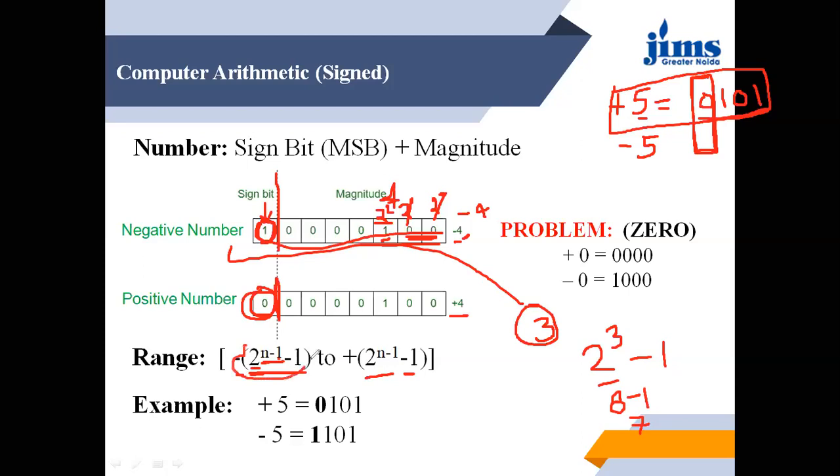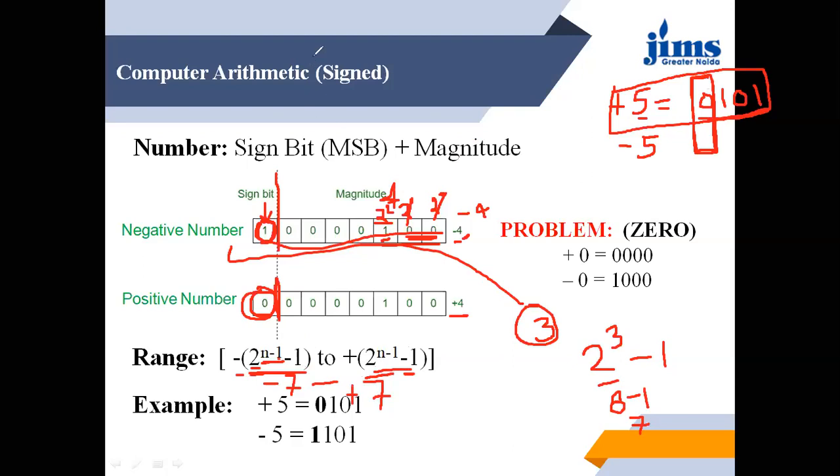So the range is from minus 7 to, this is 2 raised to the power n minus 1, we calculated it just now, so this is minus 7 to plus 7. So the range of these numbers is minus 7 to plus 7.